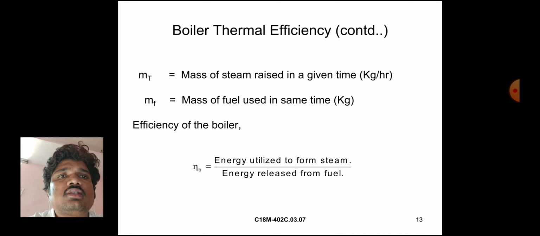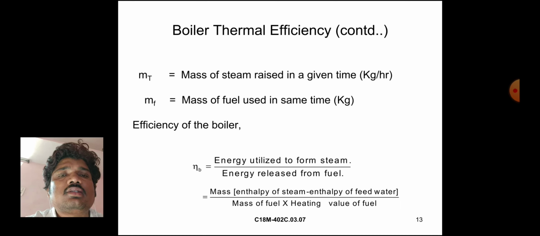Efficiency of the boiler. This is the efficiency symbol, and B means boiler efficiency. It is the ratio of energy utilized to form steam and energy released from fuel. For steam forming per hour, how much energy is utilized? For burning of the fuel, how much energy is released? These two in ratio are called boiler efficiency.